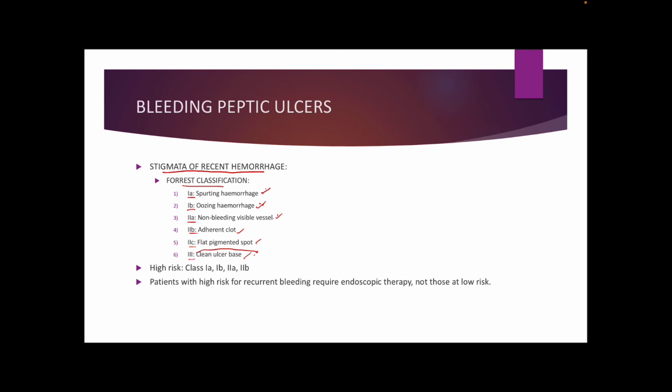Also, patients who present with active hemorrhage, shock, low hemoglobin concentration, all of these are patients who have a high risk of recurrent bleed. So high risk patients are those who are in class 1A, 1B, 2A and 2B, and the reason why we classify them as high risk and low risk is because patients who have a high risk of recurrent bleed require endoscopic therapy, but those who are at low risk do not require an endoscopic therapy.